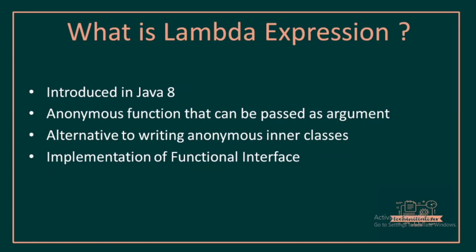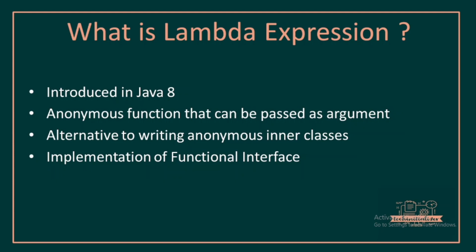So what are Lambda expressions? Lambda expressions were introduced in Java 8. These are anonymous functions that can be passed as an argument. Anonymous means it doesn't have an explicit name like a method. Function means it is not associated with a particular class like a method, but like a method, it has parameters, body, and a return type.